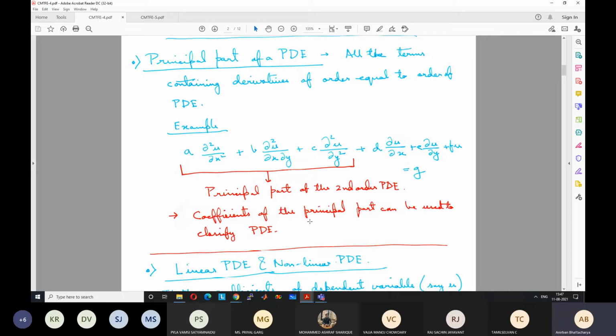Coefficients of the principal part can be used to classify the PD. Based on these coefficients a, b, and c, we can understand the nature of the PD. It will depend on the coefficients a, b, and c.